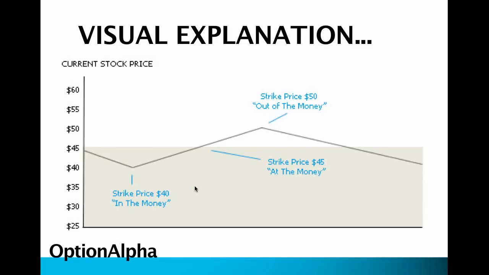Let's use this visual example here really quickly just to see where at the money, in the money, etc. are. If we have a call option with a strike price of $40 and the market is trading at 45, then our strike price is considered in the money, right? It's less than the market price for a call option. If we have a call option with a strike price at 45 and the stock is trading right at 45, then our strike price is at the money. It's right at the market price. And if we have a strike price of 50 and the stock is trading at 45, then our strike price is considered out of the money. It's not making any money if we were to go to expiration right today.